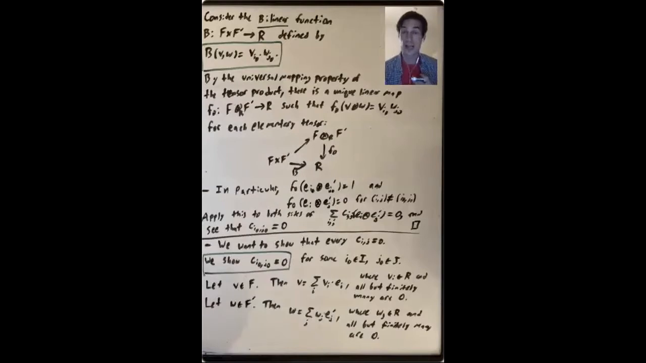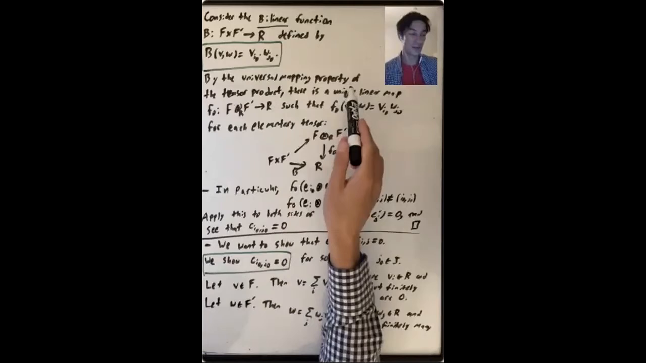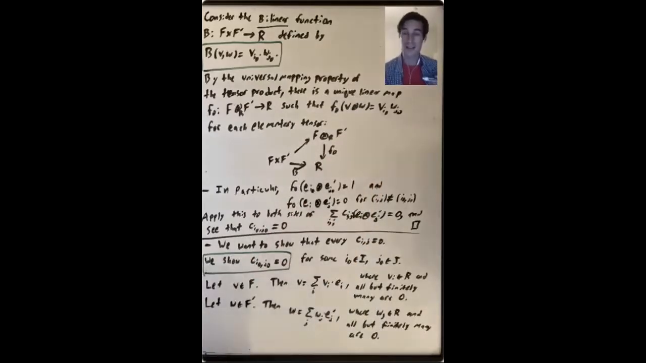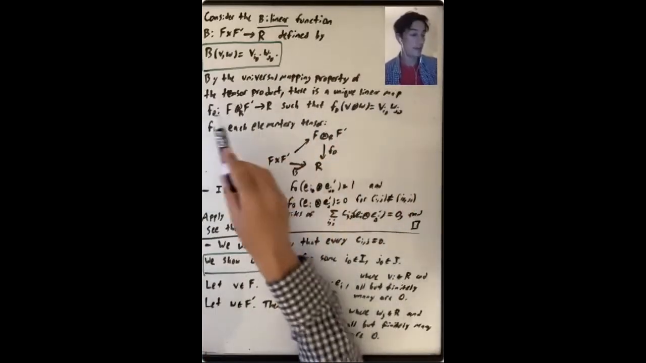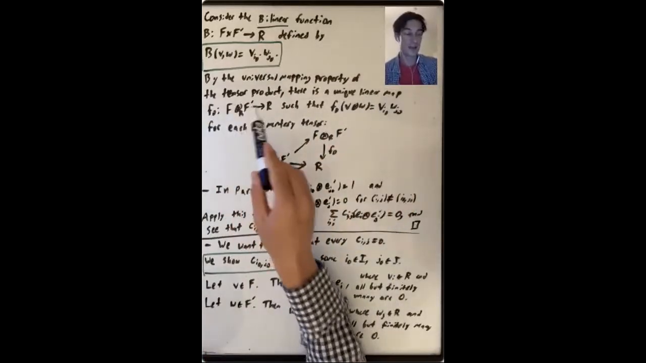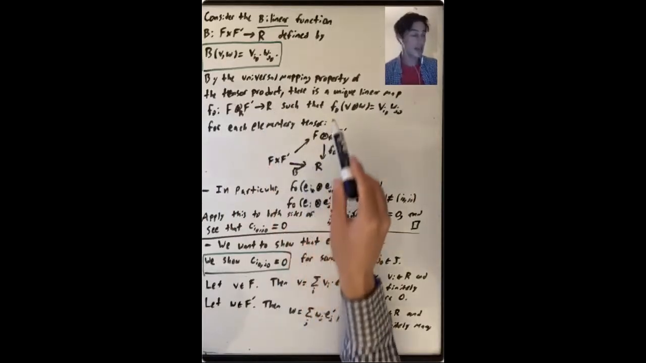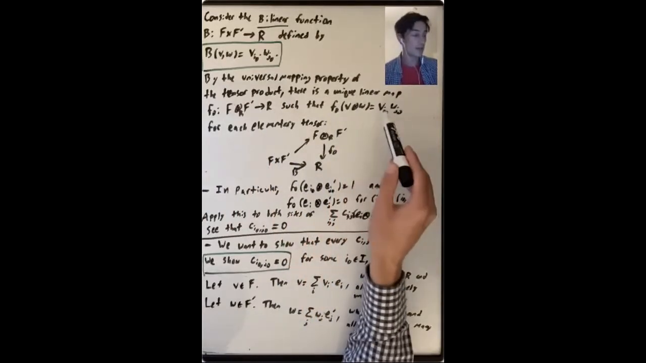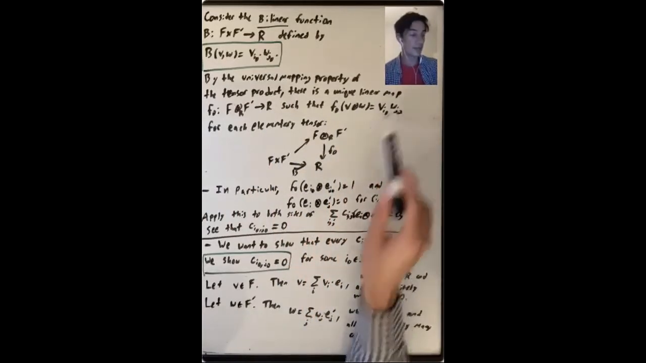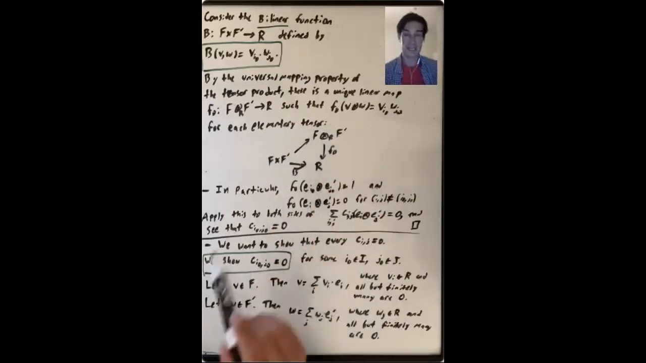All right, this is a bilinear function. There are things to check. You really should check that you believe this. Once you have done this check, then by the universal mapping property of the tensor product, this bilinear function on the direct product corresponds to a linear function out of the tensor product. So there's a unique linear map, f0, from F tensor F prime to R, such that f0 of v tensor w is v_i0 w_j0 for each elementary tensor.